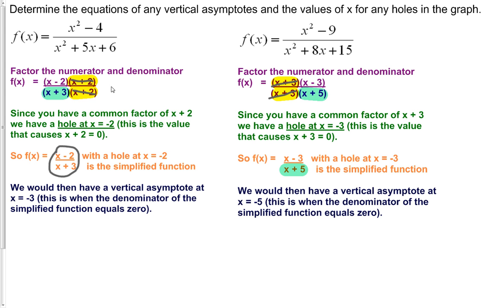So the final answer with problems like these is you report where your hole occurs, then you simplify the problem as much as possible, and report where your vertical asymptotes occur, always by looking at the denominator.